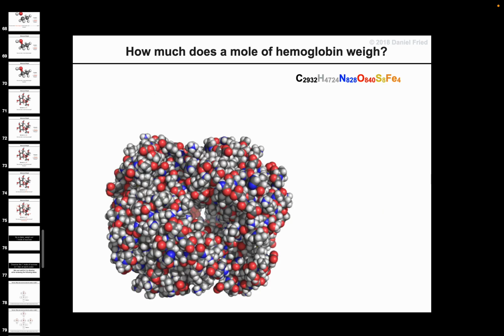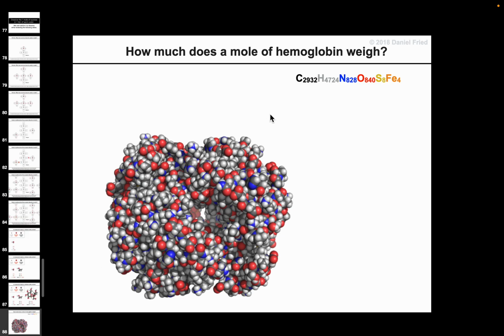How much does a mole of hemoglobin weigh? Now this is a little tricky. Look at the chemical formula: C2932, H4724, N820, O840, S8, and Fe4. Whoa, that's an immense amount.